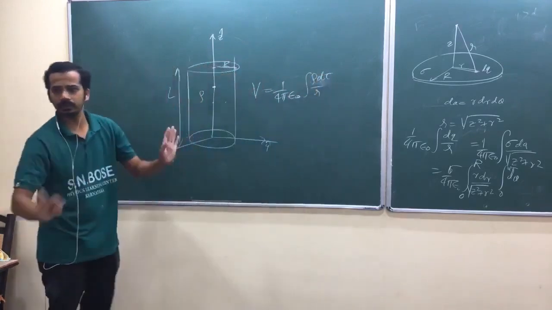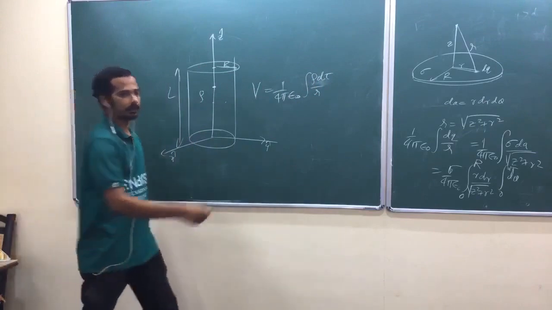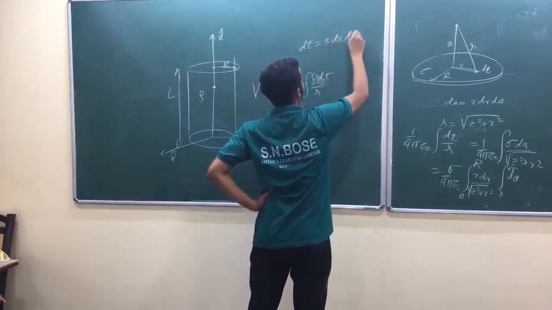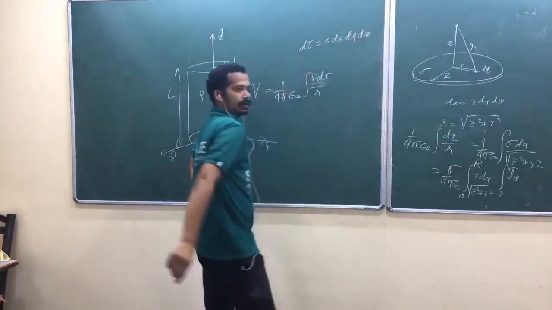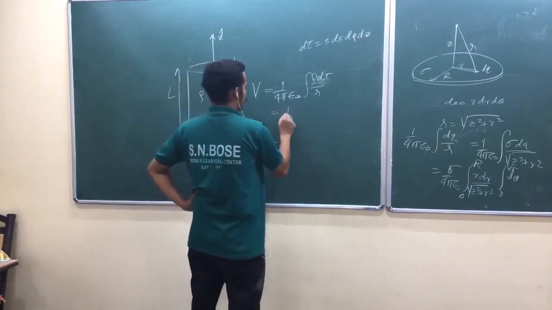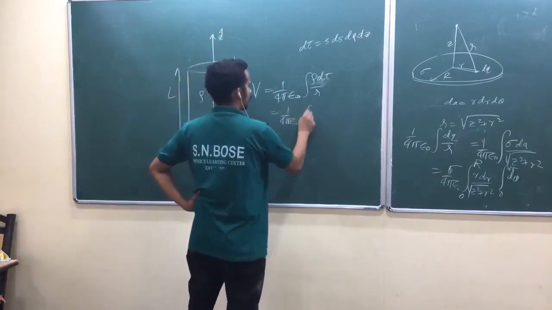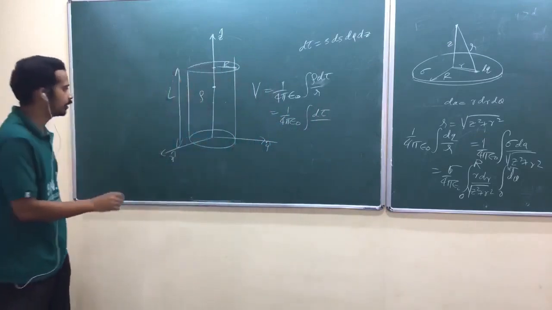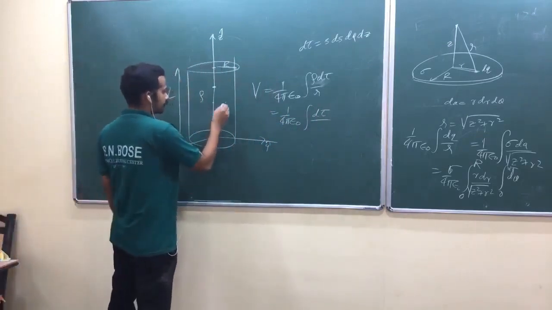Now you have to do everything in cylindrical coordinates. What is dτ in cylindrical coordinates? Yes, s ds d phi dz. So now rho is constant, you can take it outside, 1 by 4 pi epsilon naught. The italic r definition is a little lengthy. So now you have to take from the origin.